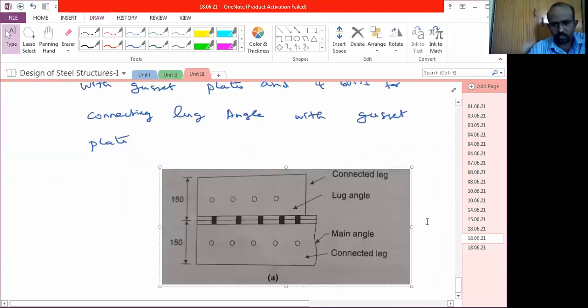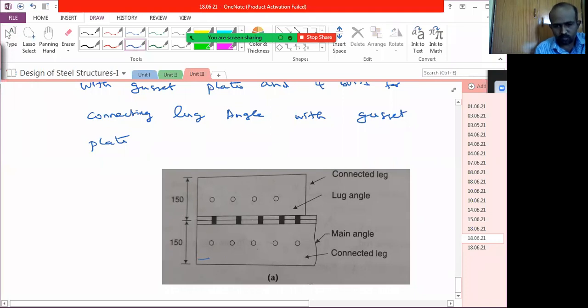So this is the way you have to do the design. This is the main angle, 6 bolts: 1, 2, 3, 4, 5, and one more bolt is the 6th bolt. Here 1, 2, 3, 4 bolts are provided connecting the leg angle. These bolts need to be additionally designed for connection of the leg angle with the main angle. This kind of 5 bolts is needed, that finally we have to do. So this is the assumption we made.